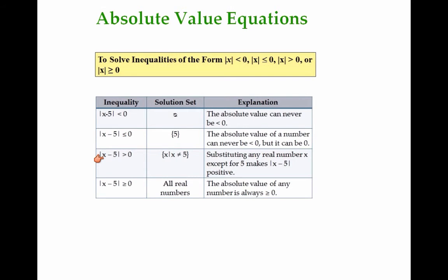If I have absolute value of x minus 5 is greater than 0, if you're substituting any real number x except for 5, that makes absolute value of x minus 5 positive. So any number except 5 would work here. All real numbers except 5. And in this case, absolute value of x minus 5 is greater than or equal to 0. That would be all real numbers. You can pick any number here, it would be true.